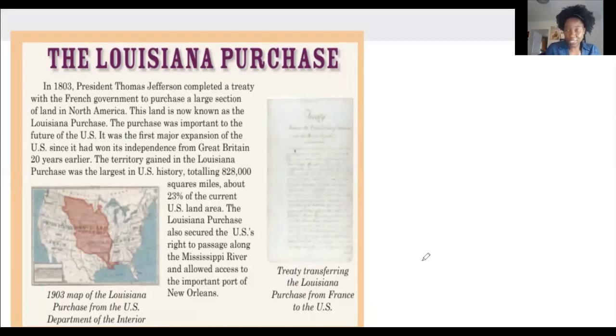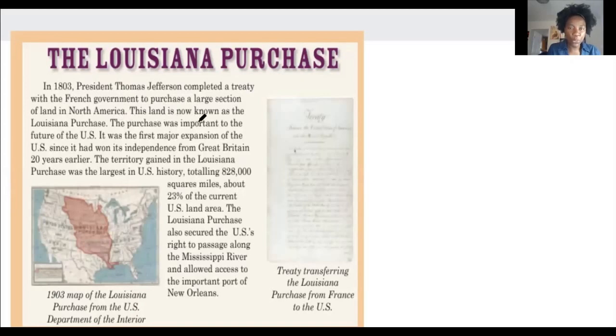Boys and girls, let's read together. The Louisiana Purchase. As I read the title, I'm asking myself, what does the author want me to know about the Louisiana Purchase? In 1803, President Thomas Jefferson completed a treaty with the French government to purchase a large section of land in North America.